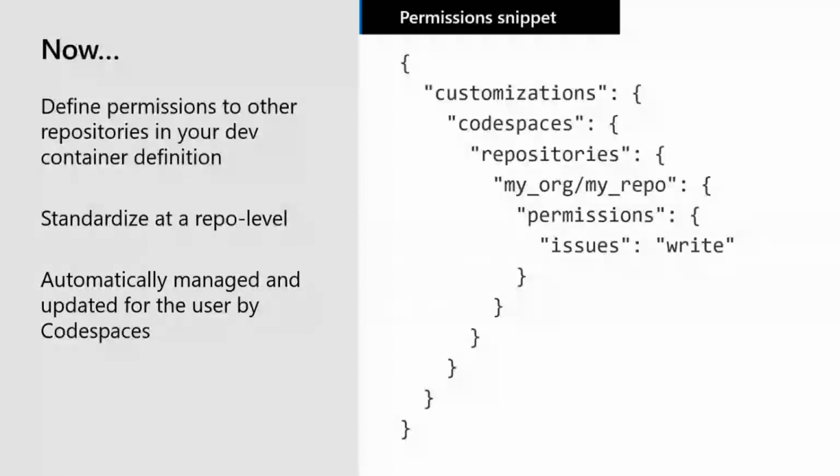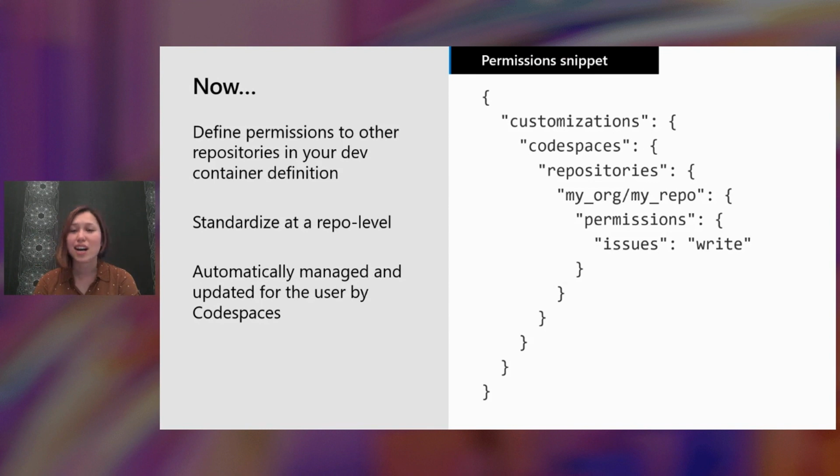So here on the right, you'll see this snippet that goes into your devcontainer.json. Under our customizations, codespaces namespace, you'll have the repositories that you need access to. You'll name them and then declare what permissions you'd like. In this case, we're just asking for write permissions to issues, but this could be contents, this could be pull requests, and you could also ask for read or write permissions.